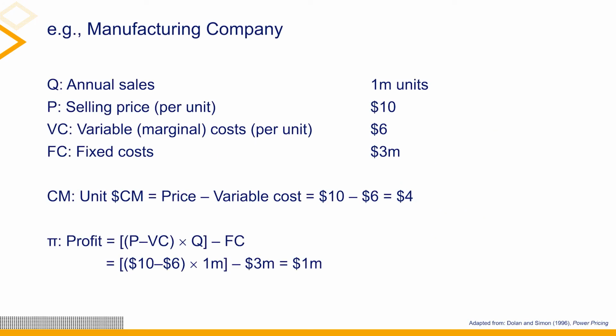Let's use this stylized example. A manufacturing firm with annual sales of 1 million units. Each product is sold for $10. Variable costs are $6 per unit. Fixed costs for plant, equipment, and SG&A is $3 million. Profit is calculated as the unit contribution margin times volume less fixed costs. The profit is $1 million.